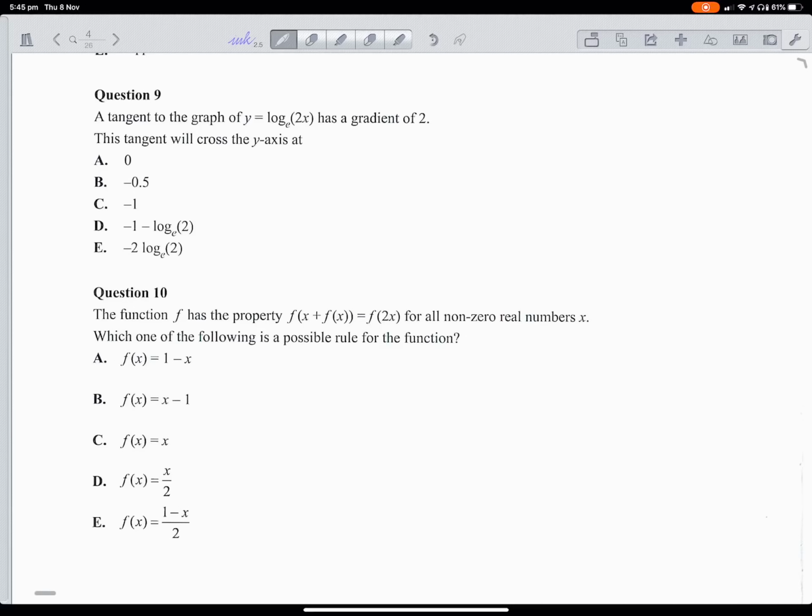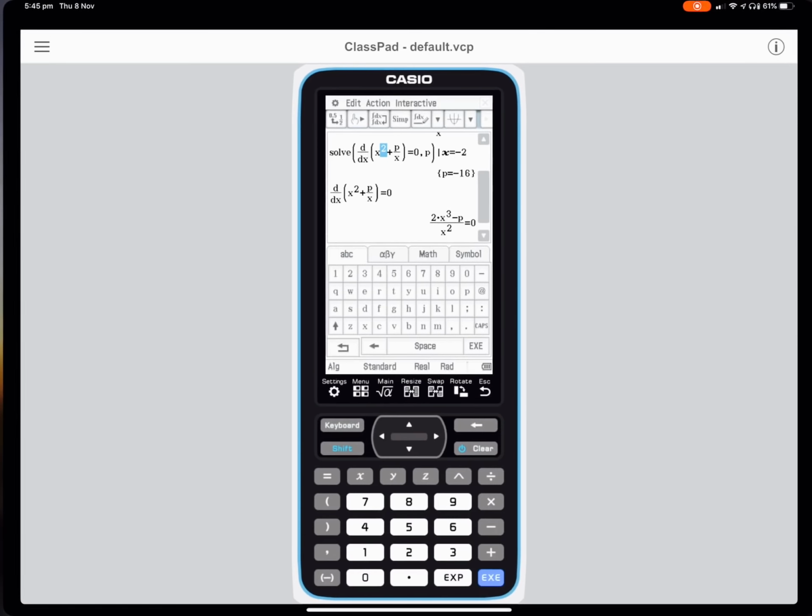Okay, tangent to the graph of log e 2x has a gradient of 2. So the gradient of that is 1 on x. If I let it equal 2, I get x equals a half. The tangent will cross the y-axis, so I want the equation of the tangent when x equals a half. Log e 2x.